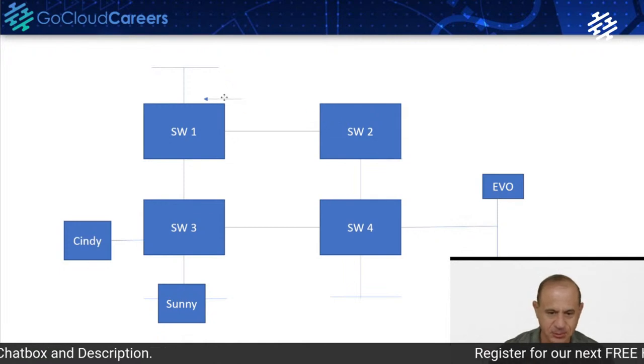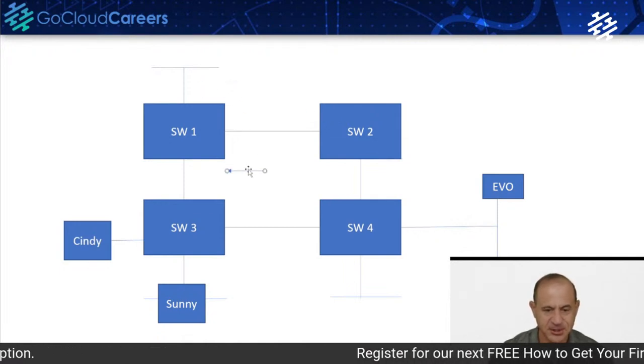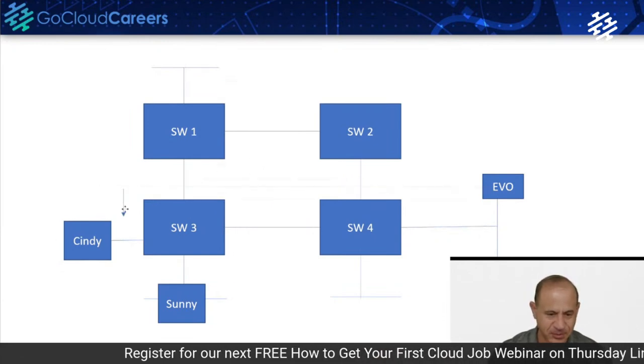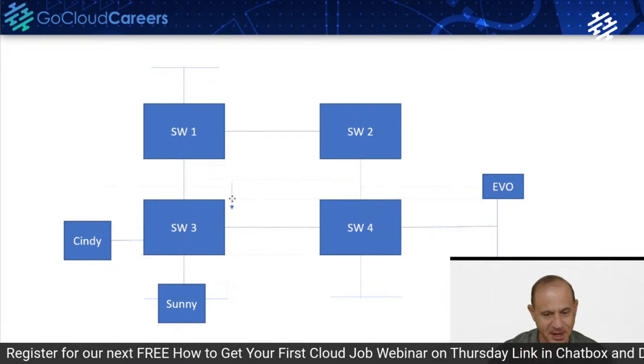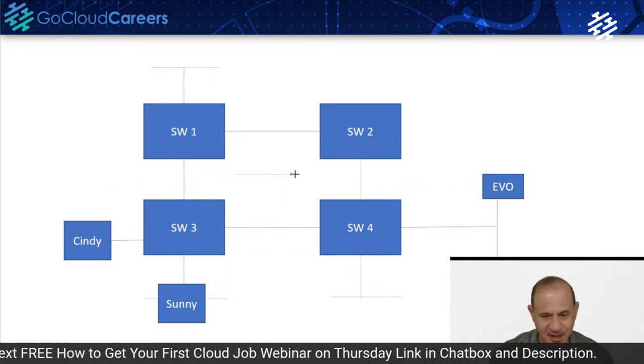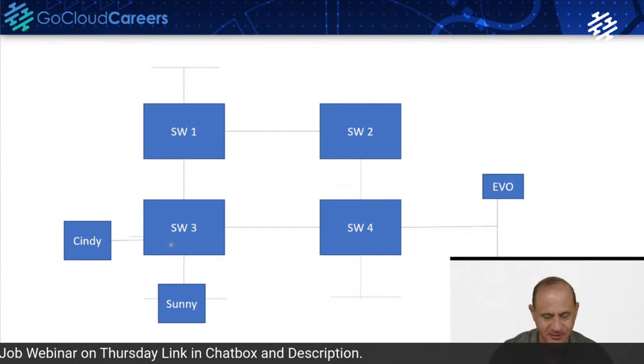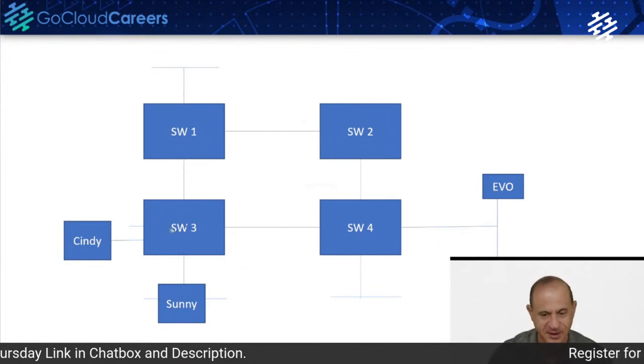Switch 2 sends it to switch 1. It sends it out here. Now switch 1 sends it over to switch 2. It sends it out this port. It sends it out this port. But it also sends it out this port. And now we've got traffic that's going to be circulating forever, all this unknown traffic.